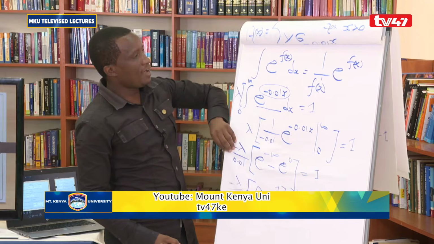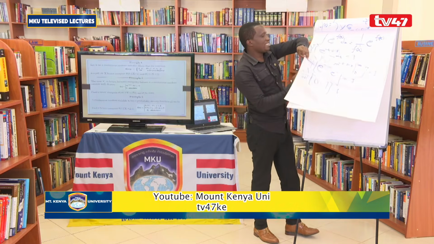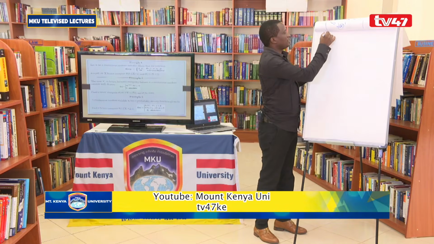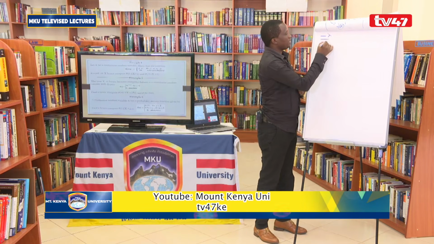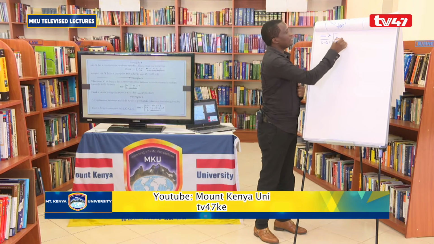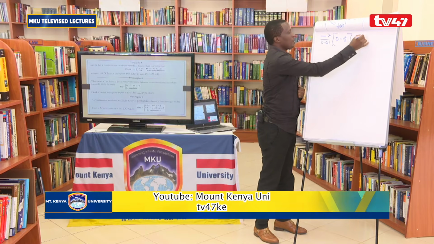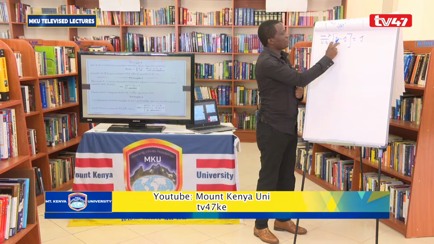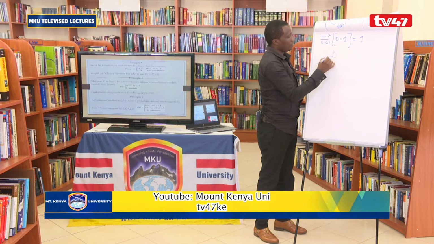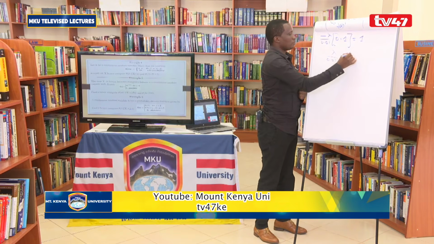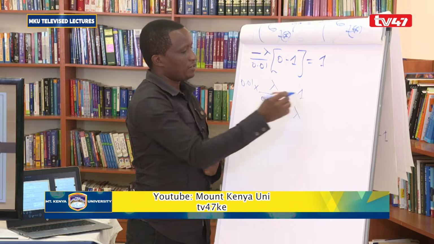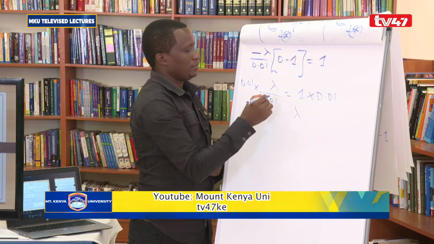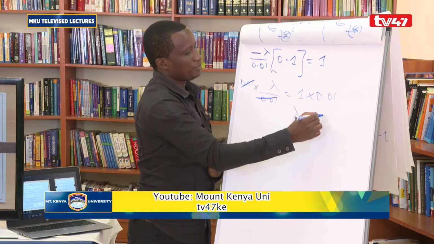So in that case, we have negative lambda over 0.01, then we have 0 minus 1, equal to 1. So this would make this a positive number, because negative times negative makes a positive. So we have lambda all over 0.01 equal to 1. And therefore, by cross-multiplying both sides by 0.01, we have that lambda is 0.01.